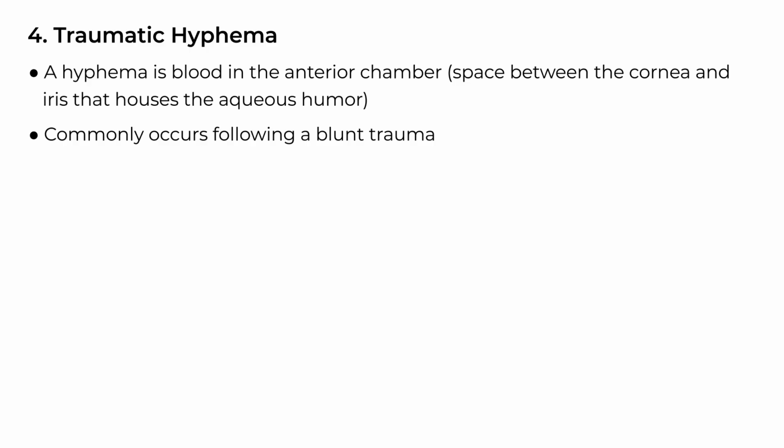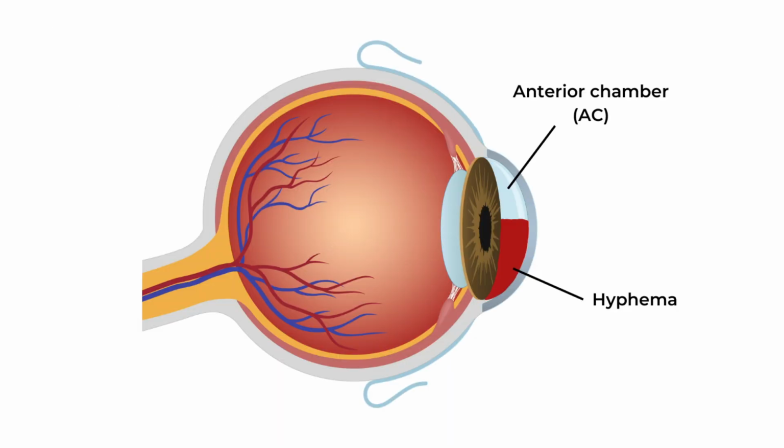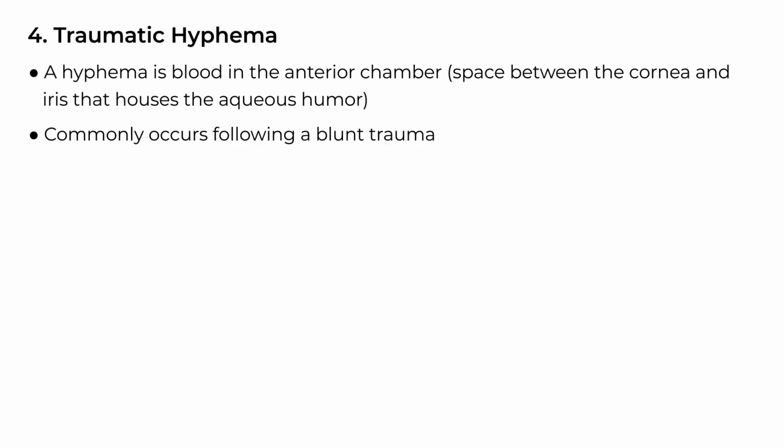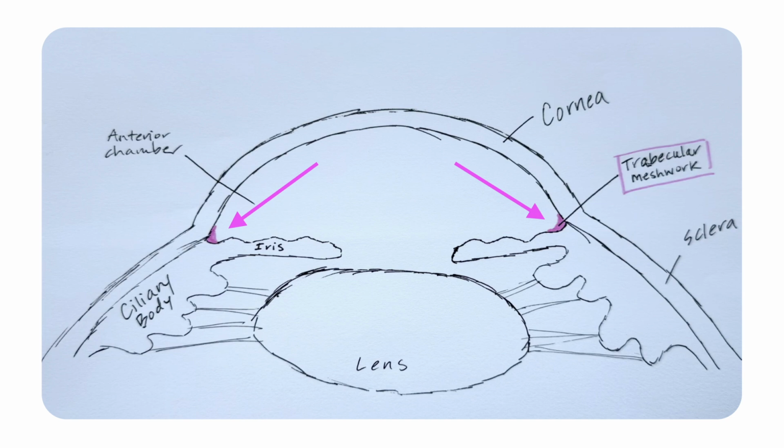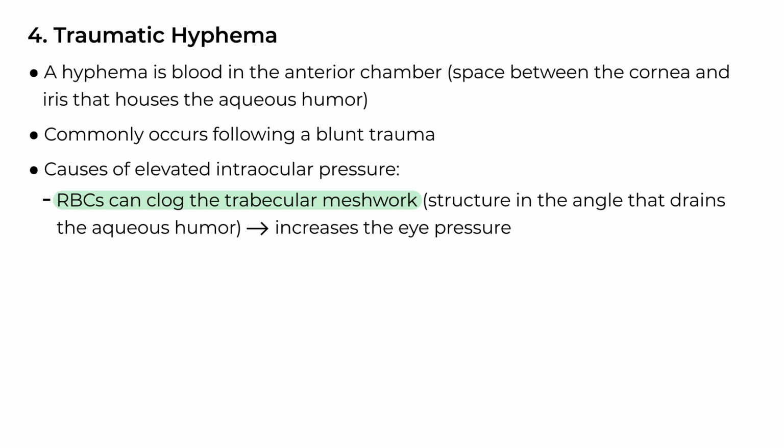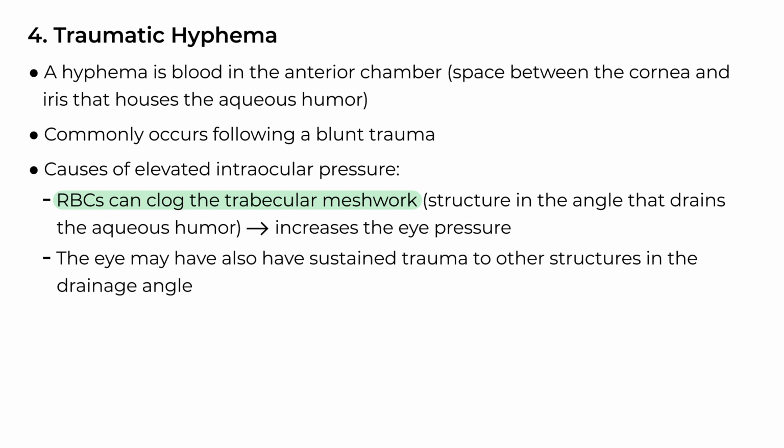A hyphema is blood in the anterior chamber, which is the space between the cornea and iris that houses the aqueous humor. In the ED, this commonly occurs following a blunt trauma. The trabecular meshwork drains the aqueous humor and it helps to maintain the eye pressure. But in a hyphema, the red blood cells can clog the trabecular meshwork, thereby increasing the eye pressure. The eye may also have sustained enough trauma that other structures in the drainage angle may also be damaged, increasing the risk of glaucoma. So this is why it's really important for these patients to have continued care with ophthalmology.